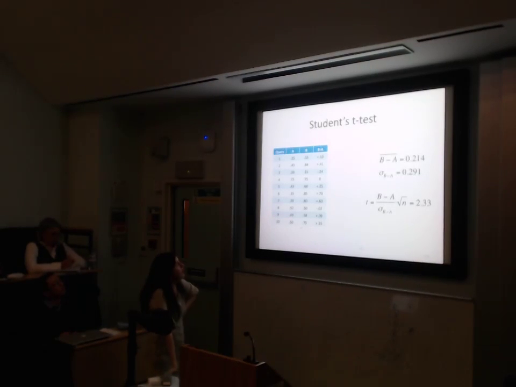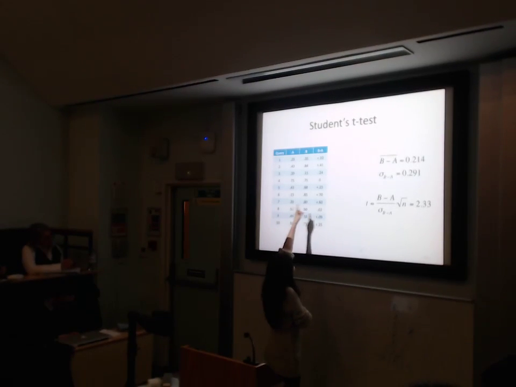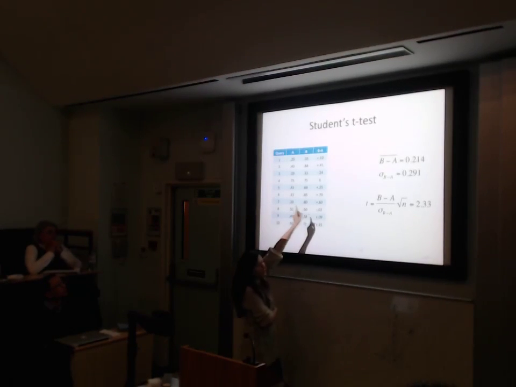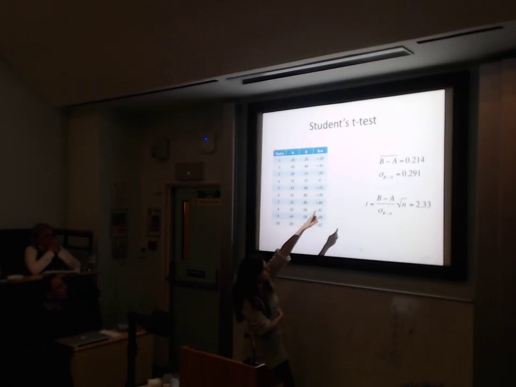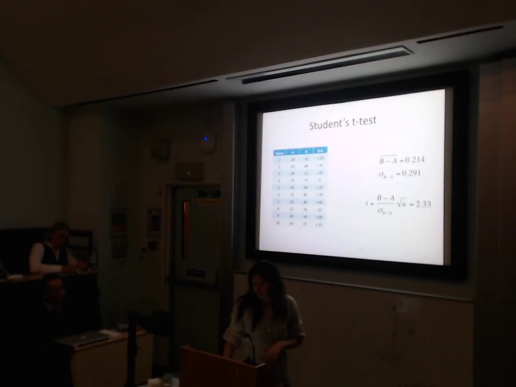Here's an example of how you can compute the student's t-test. So I have a bunch of different queries. I have the metric value for system A and for system B. First, I compute the difference between my metric values. This could be average precision or any other metric. So this is my B minus A. Okay. Then I can compute the average over all these values. Okay. This is my B minus A average. And then I also compute the standard deviation across these values. And I multiply it with the square root of however many observations I have.